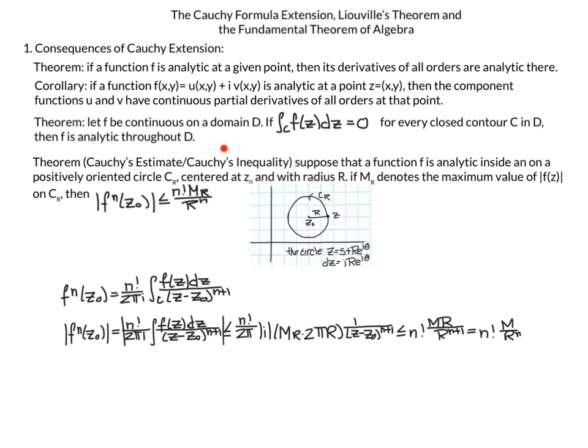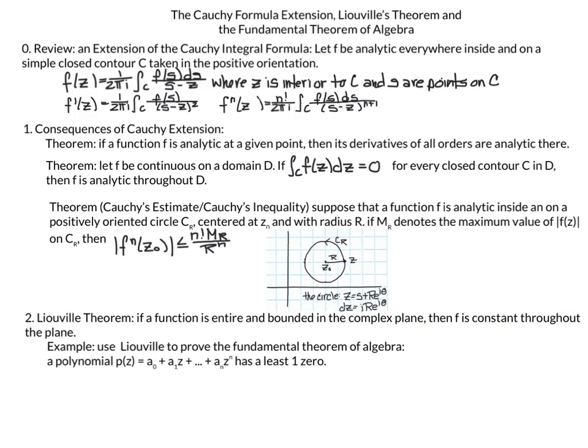And that is my Cauchy's estimate, and it gives you an estimation for f^(n)(z naught), or it gives you kind of an upper bound. Also Cauchy's inequality, since it is an inequality. Now we're going to use Cauchy's estimate or Cauchy's inequality to prove the Liouville theorem.